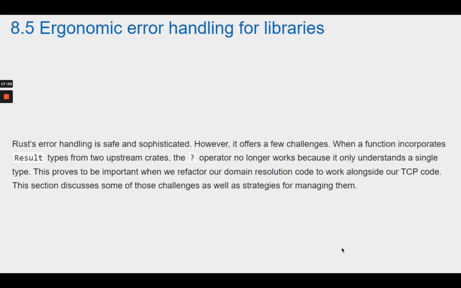Section 8.5. Ergonomic error handling for libraries. Rust's error handling is safe and sophisticated. However, it offers a few challenges. When a function incorporates result types from two upstream crates, the question mark operator no longer works because it only understands a single type. This proves to be important when we refactor our domain resolution code to work alongside our TCP code. This section discusses some of those challenges as well as strategies for managing them.